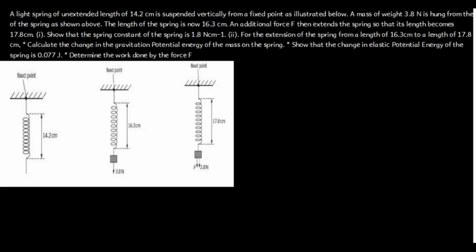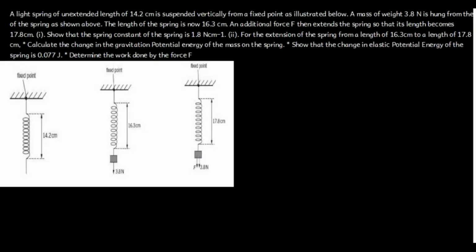A mass of weight 3.8 Newton is hung from the spring as shown below. The length of the spring is now 16.3 centimeters. An additional force F then extends the spring so that its length becomes 17.8 centimeters. Part 1. Show that the spring constant of the spring is 1.8 Newton per centimeter.